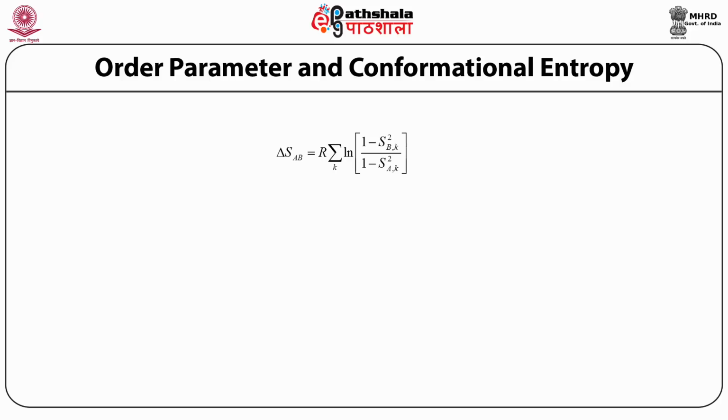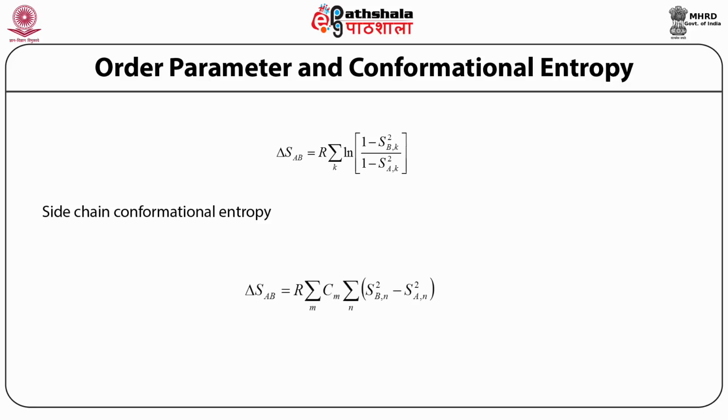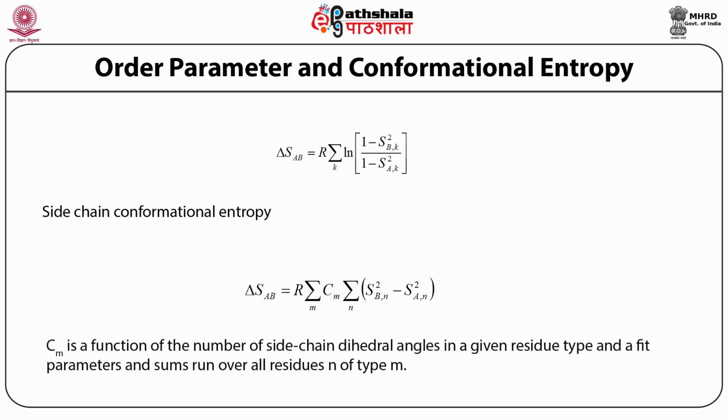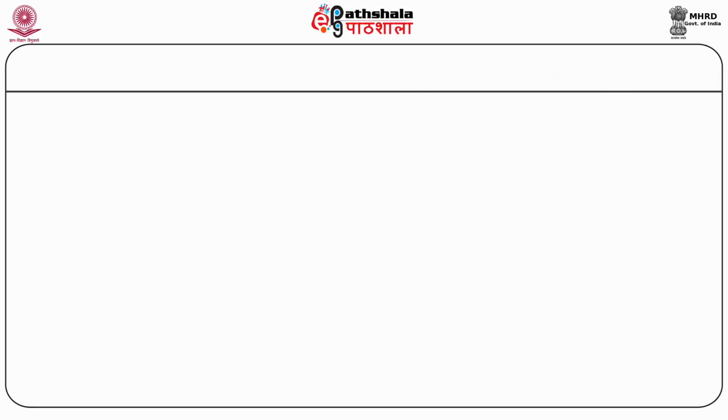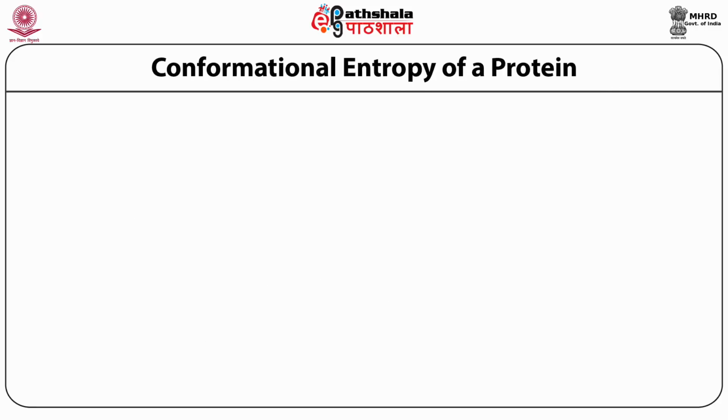We can also calculate side chain conformational entropy by equation delta S_AB equals R sigma C_M sigma (S_BN squared minus S_AN squared), where C_M is the function of number of side chain dihedral angle in a given residue type, and a fit parameter, and sums run over all residues N of type M. Conformational entropy can also be calculated using this equation.